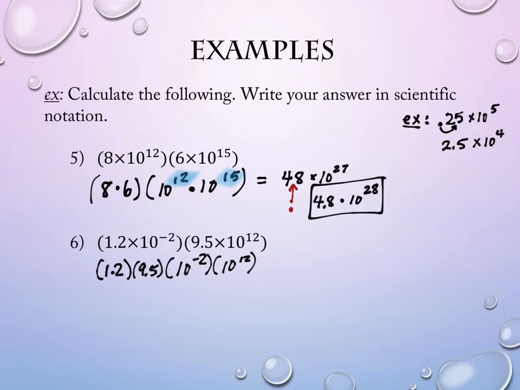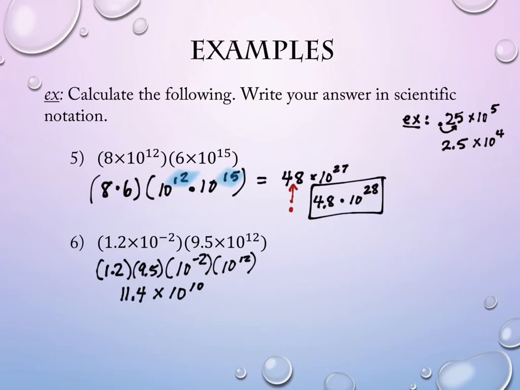But the process works the same way at the end too, right? So I need 1.2 times 9.5. Feel free to grab a calculator. What do you get? 11.4 is correct. Times, okay, so what is 10 to the negative 2 and 10 to the 12? 10 to the 10, yes. Yeah, okay, I have it written down right.